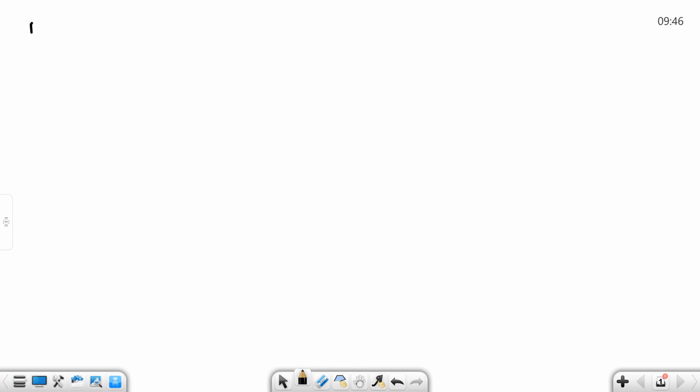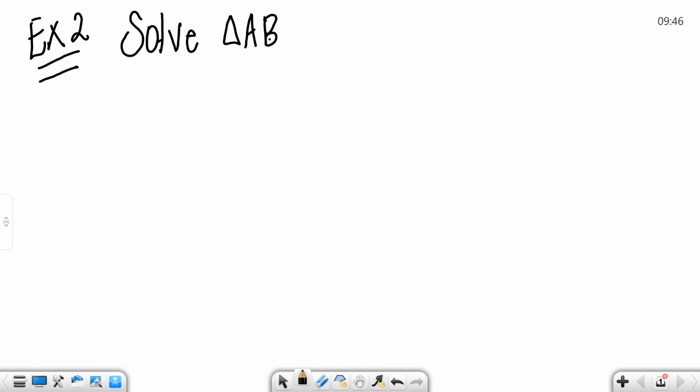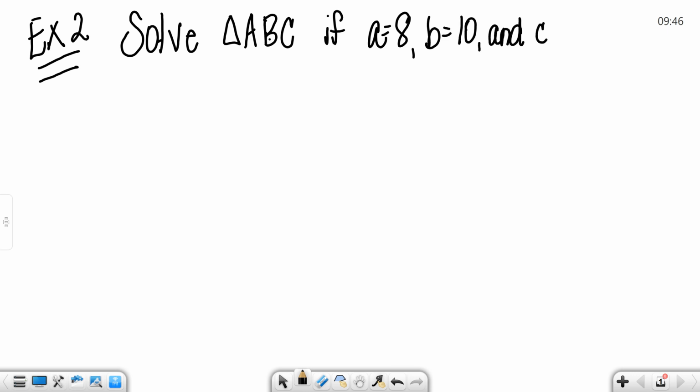Okay, let's try another. Okay, this time we are not given any angles, and so we definitely are not going to be able to use law of sines. We have to have at least one angle for law of sines, and then we have to know a side opposite that angle. So we don't know either of those. So we're definitely going to use our law of cosines.